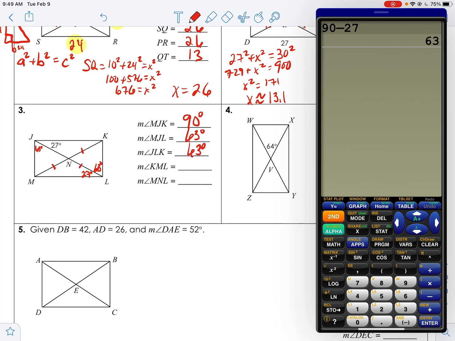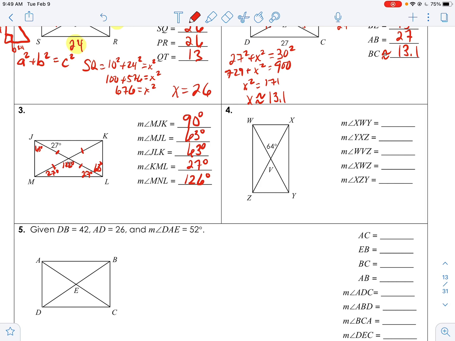What do we know about the insides? They're all the same. That means that triangle is isosceles. If the sides are the same, then the angles are the same. So that one's got to be 27 degrees. And then lastly, they want M to L, that inside angle. Well, it's 180 minus 27 minus 27. That's 126.